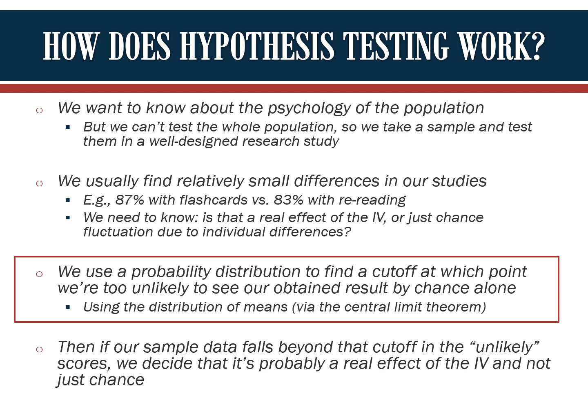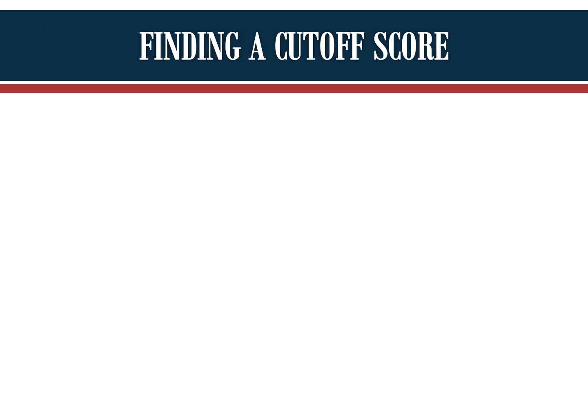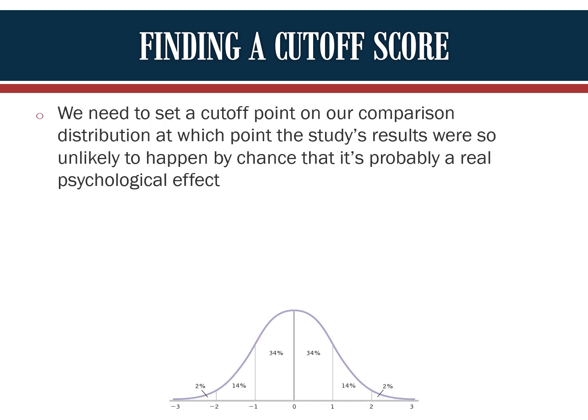So today we're going to pick up by talking about this idea of the probability distribution, finding a cutoff, at what point we're too unlikely to see that result just by chance. All right, so finding a cutoff score. We have to find a cutoff point on our comparison distribution, at which point the study's results were so unlikely to happen by chance that it's probably a real psychological effect. And that's what we're doing in this step of the process. We're finding that cutoff point.